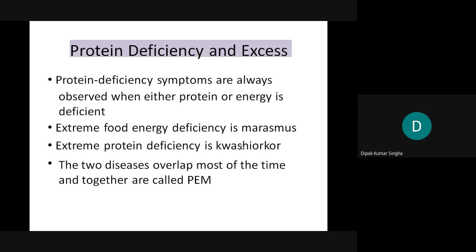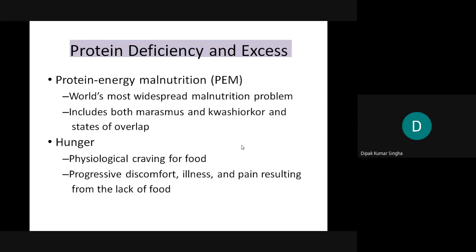Eggs have more protein than chicken, goat, cow, or beef. These two diseases overlap most of the time, and together they are called PEM, protein energy malnutrition. Marasmus and kwashiorkor are a huge problem. Protein energy malnutrition is the world's most widespread malnutrition problem and includes both marasmus and kwashiorkor. It involves hunger, the physiological craving for food, and progressive discomfort, illness, and pain resulting from the lack of food.